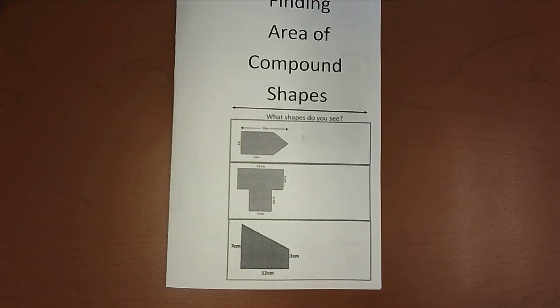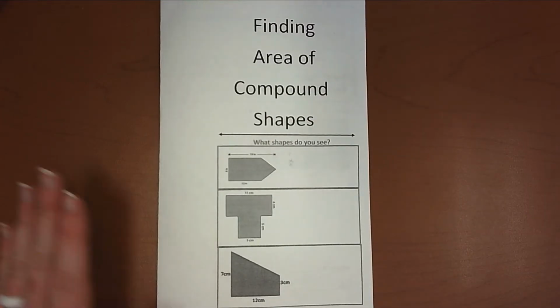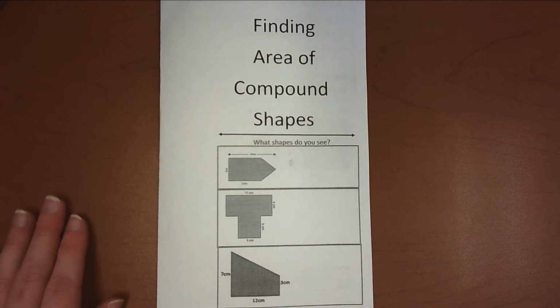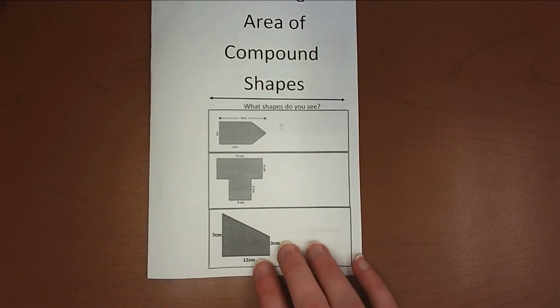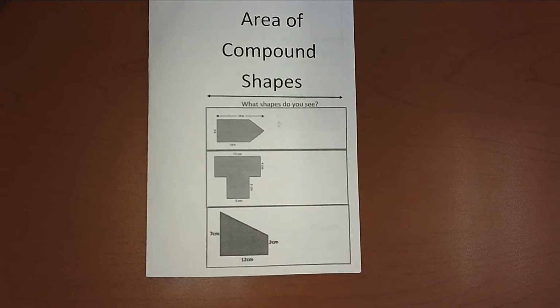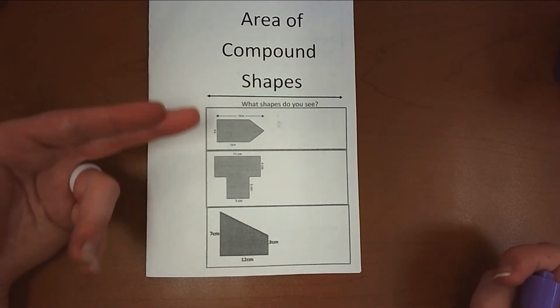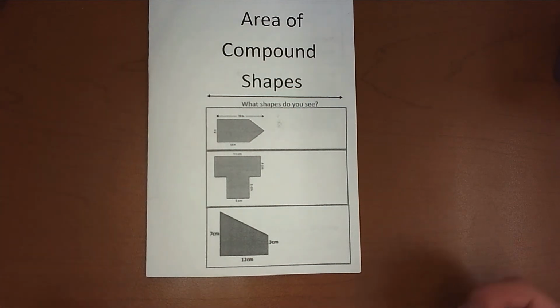Alright, so today we're going to be working on finding the area of compound shapes. What I mean by compound shapes is, we worked on the basic shapes, a triangle, a rectangle, a parallelogram, a trapezoid. Now we're going to be looking at shapes that aren't classified as one of those basic shapes. They're made up of those basic shapes, but they're just not quite the same. So the first thing that we have to be able to do is, when we see these compound shapes, break them up into basic shapes.